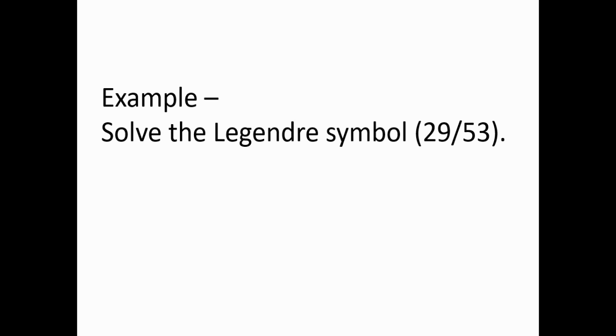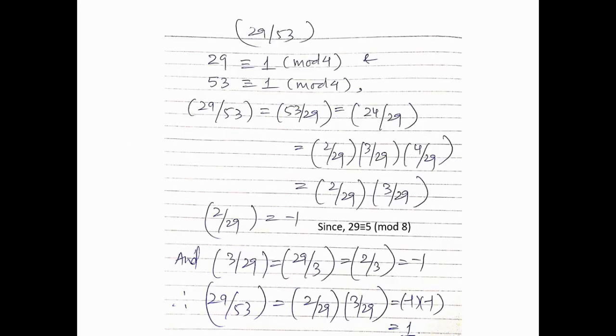Now we have to solve this Legendre symbol (29/53). Now 29 and 53. Let us check under modulo 4. So 29 is 1 under modulo 4 and 53 is also congruent to 1 modulo 4. Therefore (29/53) can be written as (53/29). And 53 under modulo 29 will be 24. So this is equal to (24/29).